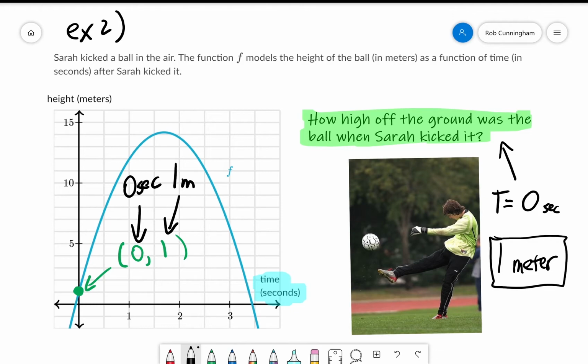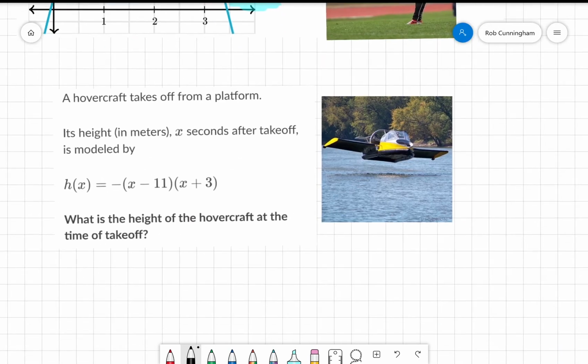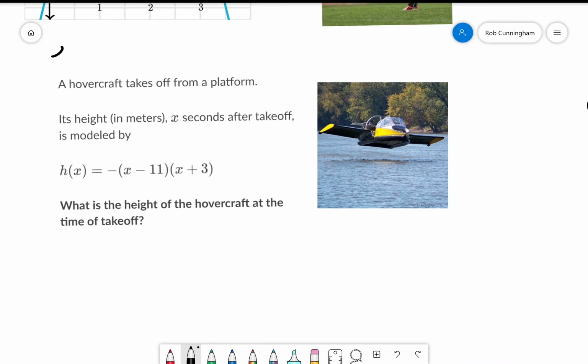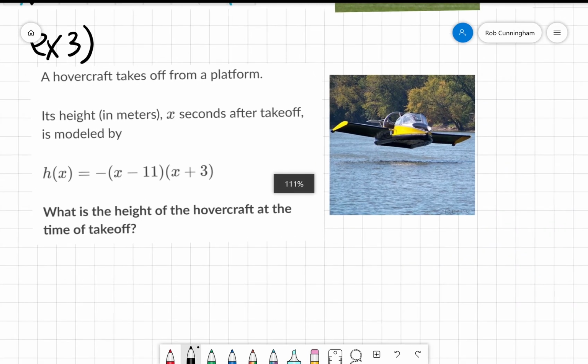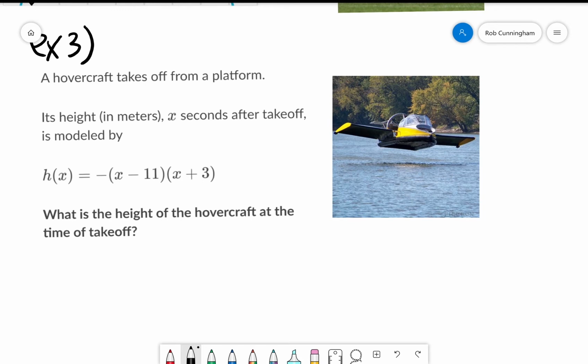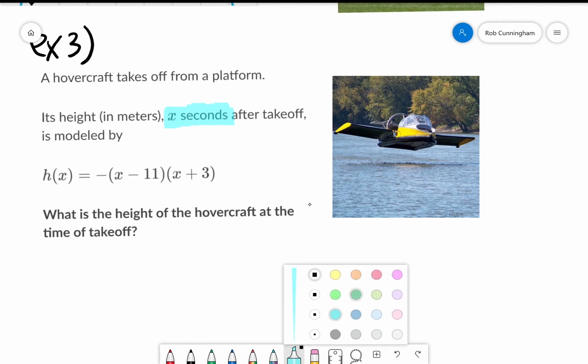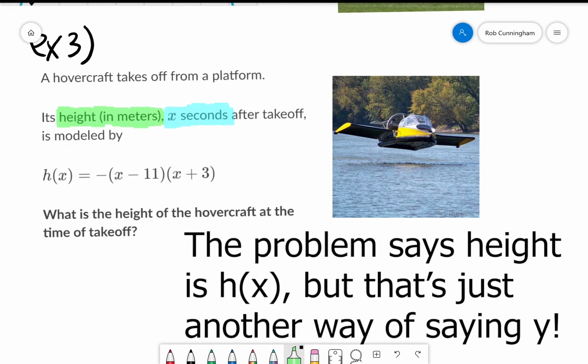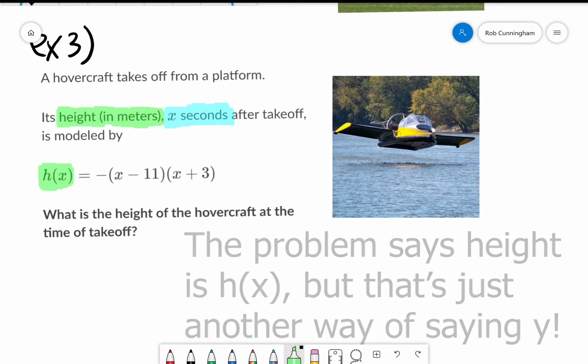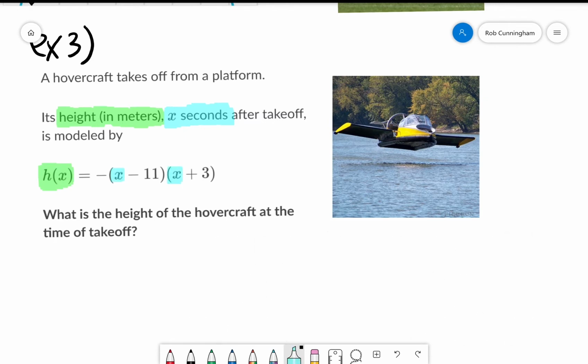Let's do one that actually requires you to do a little bit of calculation. Example 3. A hovercraft takes off from a platform, or in this case, the water. Its height in meters, x seconds after takeoff. Now let's keep that in mind. Time is x, which means that height is y. Okay? Height is y, and time is x.